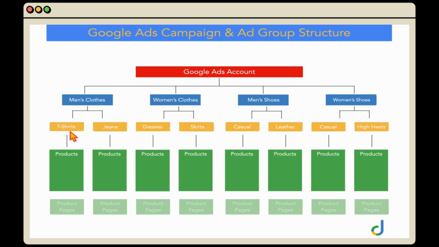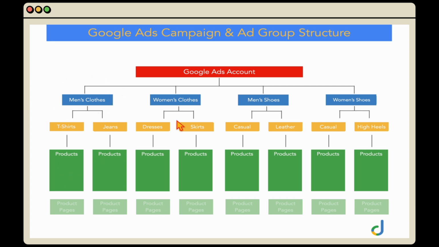And then under the men's clothes, you would have your t-shirts and jeans, taking you through to your different products, your dresses and your skirts for women's, through to different products, and then going on for men's shoes and women's shoes. Obviously, you could have more ad groups or product groups, but I just wanted to show you how that would look.